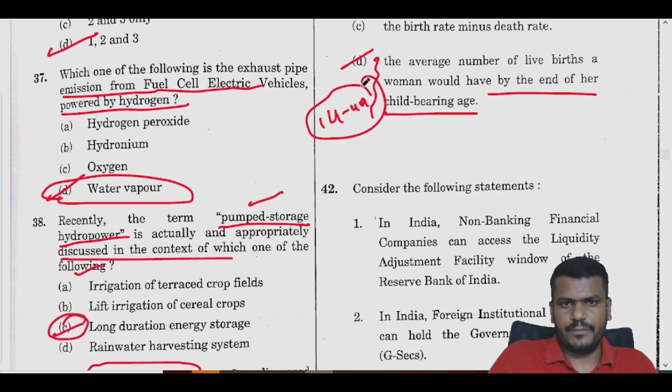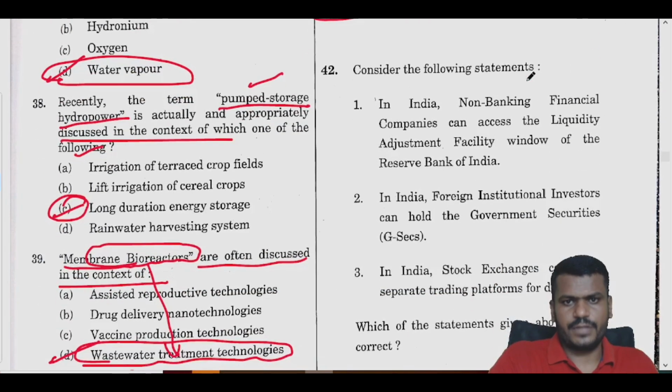Okay, this is again a basic question in economics NCERT. You can see the average live births of a woman would have been by the end of her child bearing age. Okay, that's it.